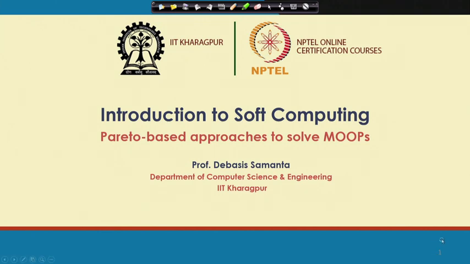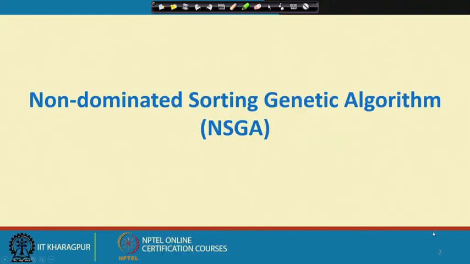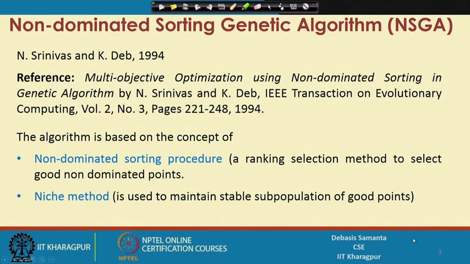First, we learn about the most popular one compared to the other Pareto based approaches. It is called the non-dominated sorting genetic algorithm, shortly termed as NSGA. Today, we learn about this technique, the NSGA algorithm. This algorithm was first proposed by N. Srinivas and K. Deb in 1994.